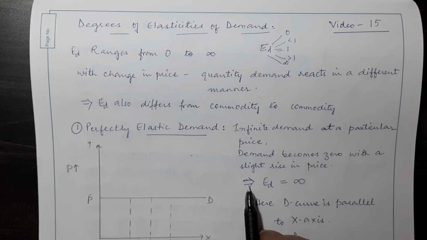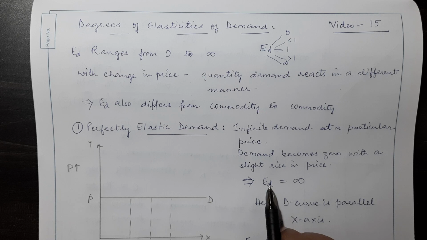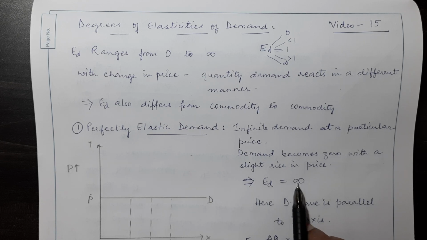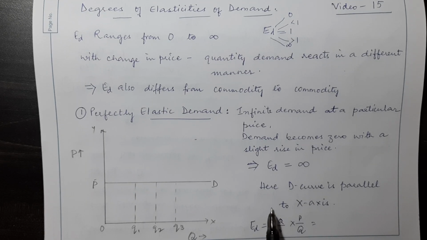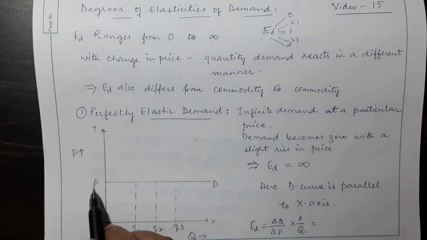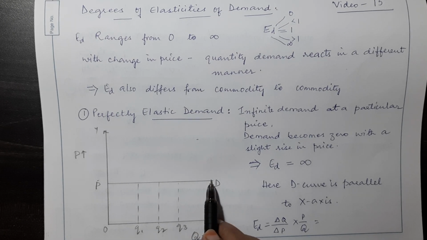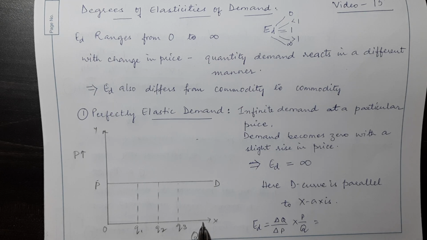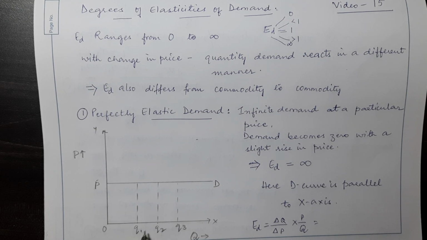So what does this mean? This means that the elasticity of demand is infinite. Here we find graphically the demand curve is parallel to x-axis. See here the graph that shows price is constant, and if you draw the demand curve, it is parallel to x-axis. So that means for this price there are quantities Q1, Q2, Q3 demanded.